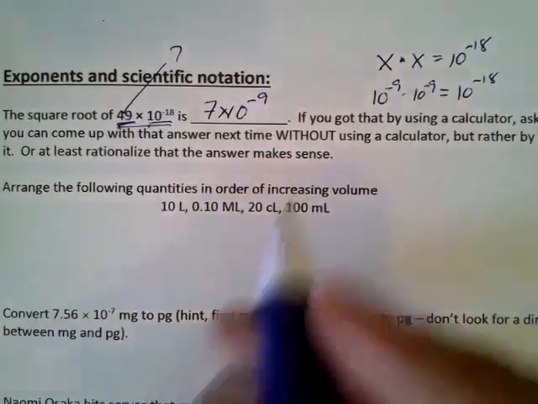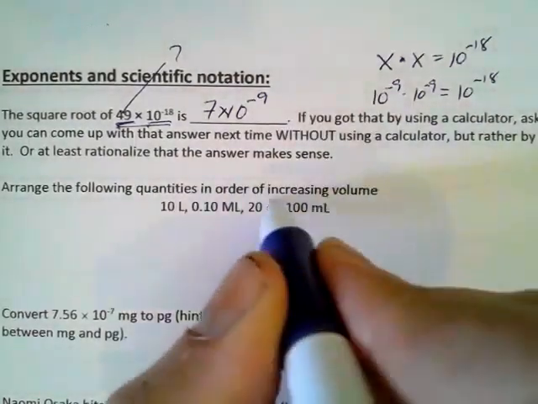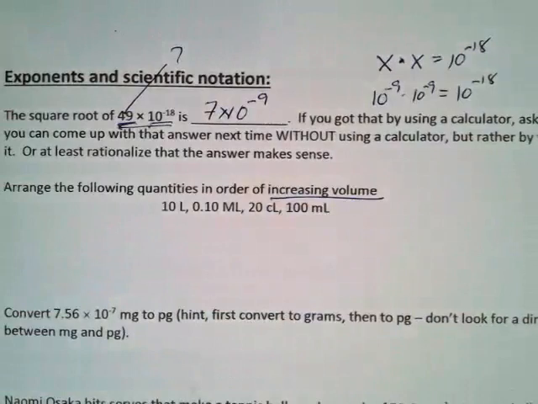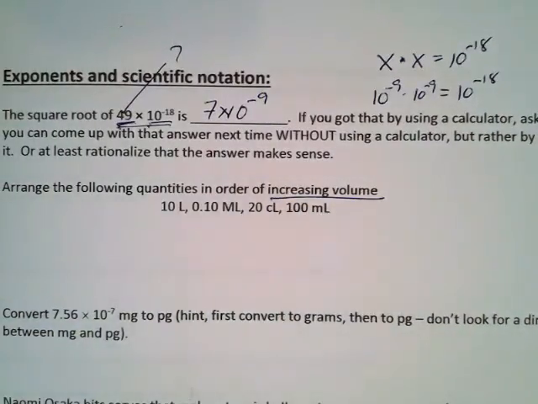Next problem. Arrange the following quantities in order of increasing volume. So we want the smallest volume first. But before we begin this problem, I want to ask you a different question. So write these two numbers down. Which would you rather have, 300 or 80?